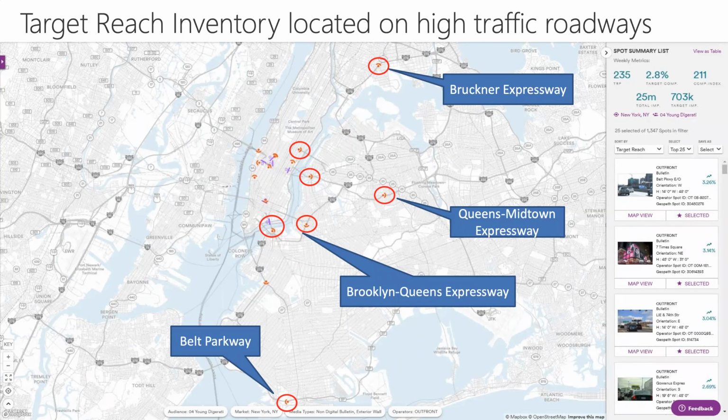Versus here, we have a unit up on the Bruckner Expressway, which might be good for targeting a Westchester or Connecticut crowd traveling in. You see we have a few arteries within Brooklyn and Queens, all leading into Manhattan, where we have a handful of units too. So it's definitely going to be important to have some disparity in the market when you're trying to go for a reach goal, if that is what high impact might mean for that particular client.